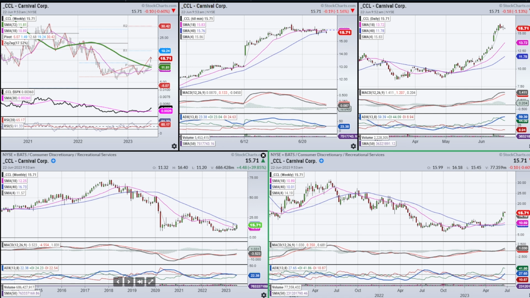Yeah, we've got a little bit at the 40-month, but I would say the bigger issue is when we get up towards like 23 to 25, something like that. So I do think there's room to play this if we get the proper entry on a pullback. I do like that as an idea.